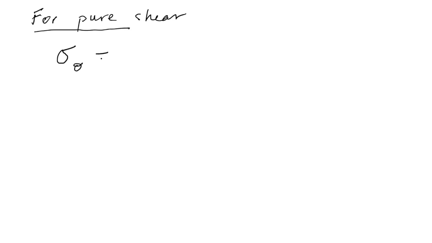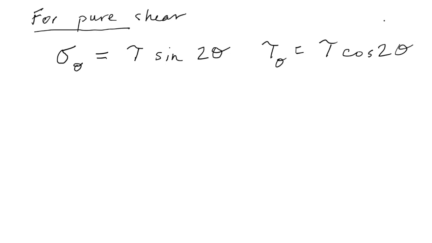Okay, so in the pure shear case, so for pure shear, if we start with pure shear, then the equations for the normal and shear stress at an angle theta look like this. And tau theta is going to be equal to tau cosine 2 theta. Okay, so these equations are actually very similar to the ones we derived. They just assume that we're starting with a pure shear condition.